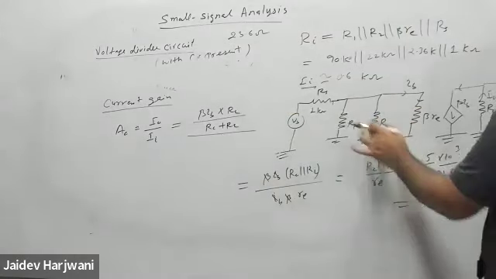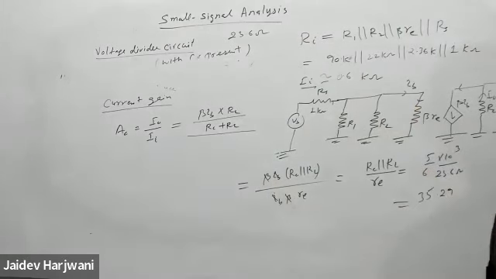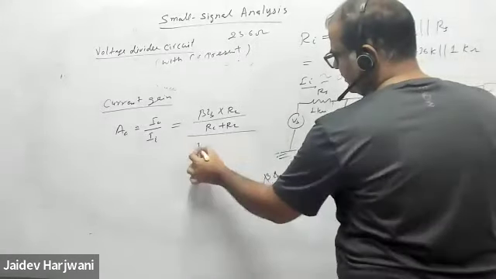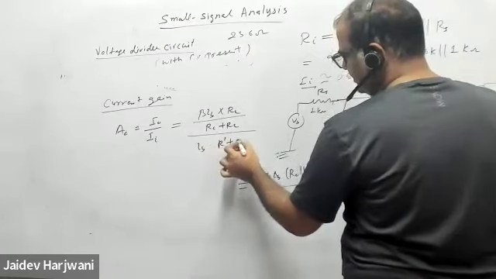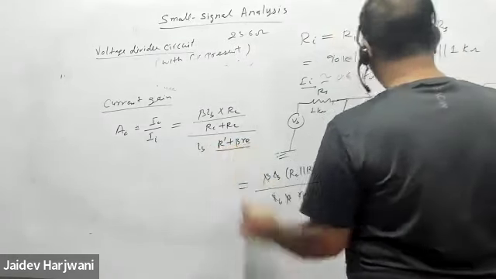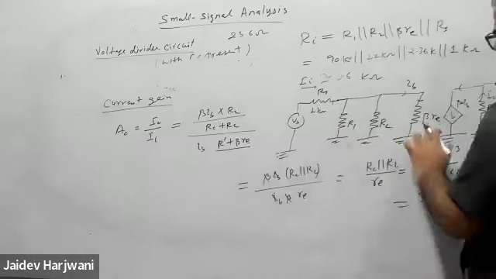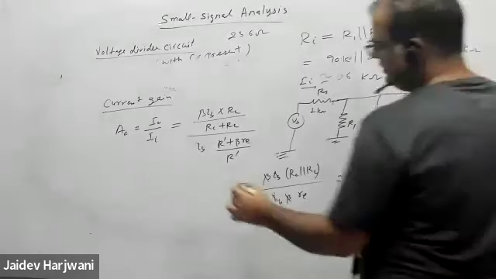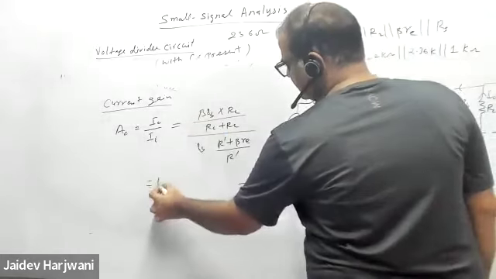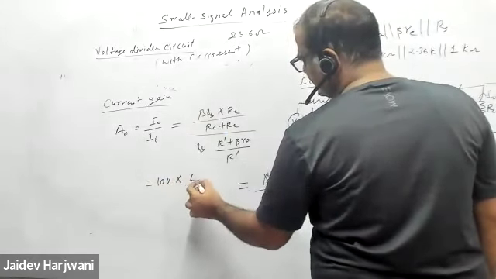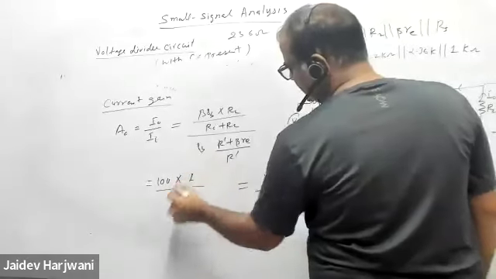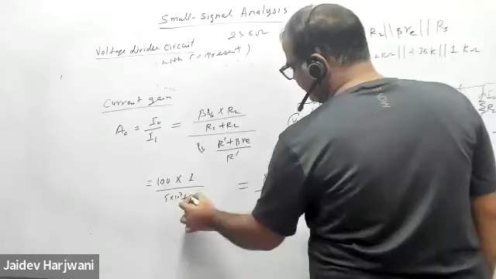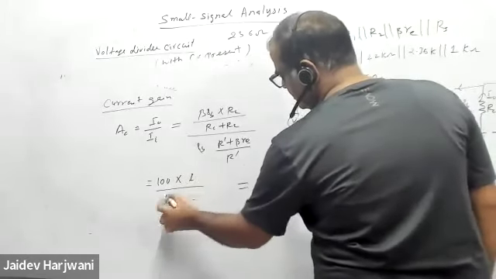So say this is R dash, beta RE. Okay, so can I write IB, R dash, beta RE, upon this is given R dash. This is the formula. Okay, IB cancel. Beta is 100 given. RL is given 1 kilo ohm. RC plus RL, RC is given 5 kilo ohm plus RL is given 1 kilo ohm. It is given 6 kilo ohm.